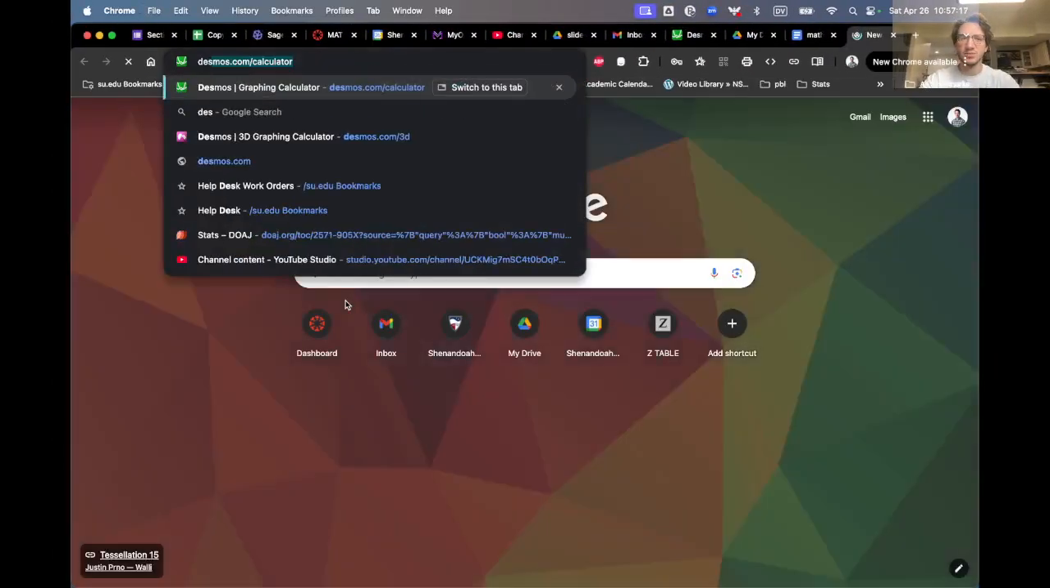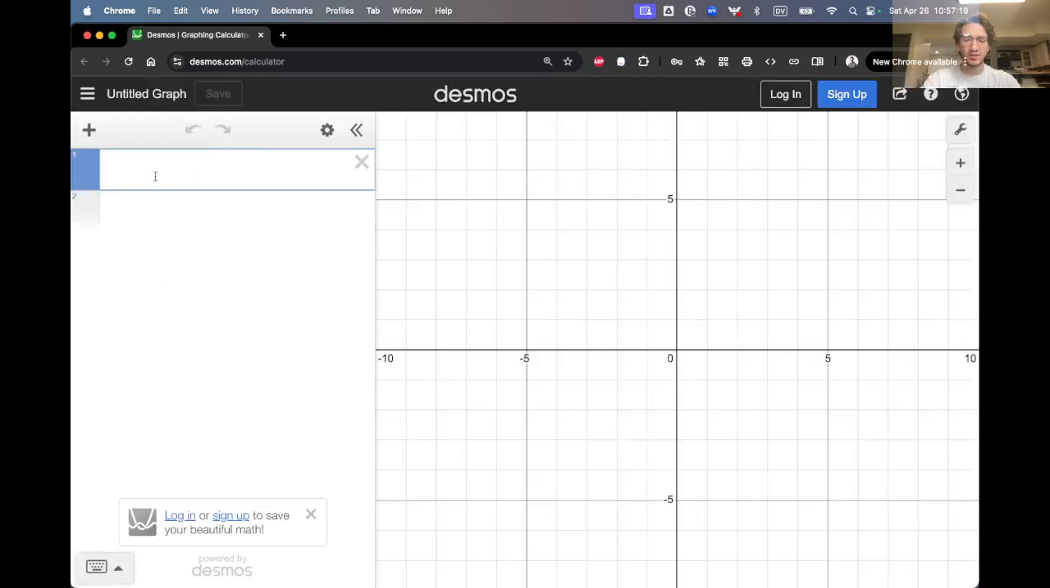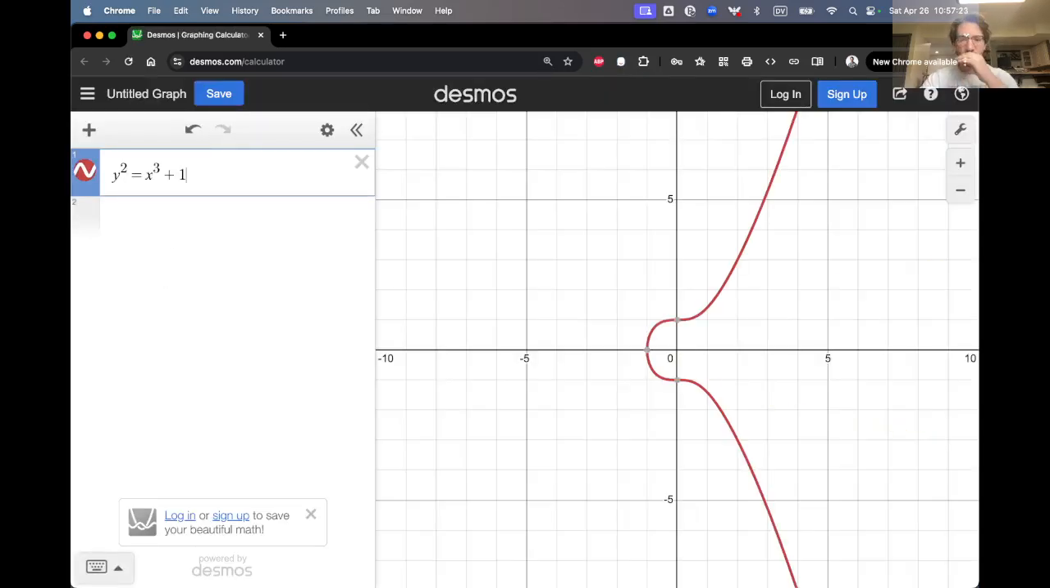Let me do a new Desmos page. So y squared equals x cubed plus 1. So there we have that. The point (2, 3) should lie on this elliptic curve. There we go. And we want to find that point added to itself.